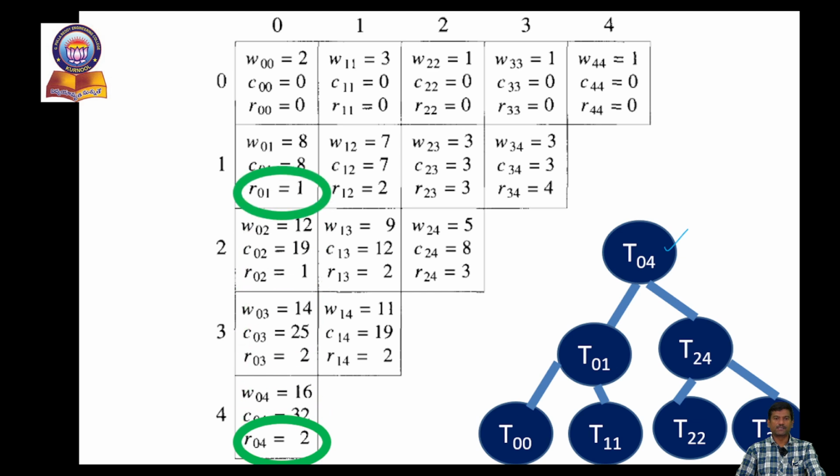It indicates the second key, and R01 is equal to 1, which indicates the first key that has to be placed. And similarly R24, that is the third element. The third key has to be placed at this level. And similarly R34, which is computed as 4, indicates the fourth key.